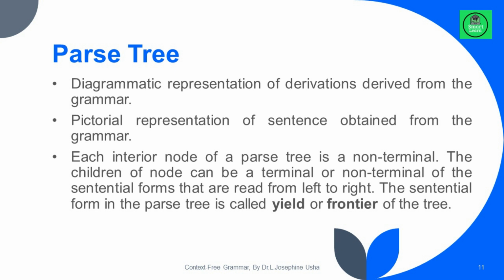Here there is one definition, that is the yield of a parse tree. If you read the labels of the leaf nodes from left to right, it gives the yield of a parse tree, or the frontier of the parse tree. So what is the yield of a parse tree? When you read the labels of the leaf nodes from left to right, it gives the yield of a parse tree. A parse tree is a diagrammatic representation of a derivation derived from the grammar. Also it is a pictorial representation of a sentence obtained from the grammar.